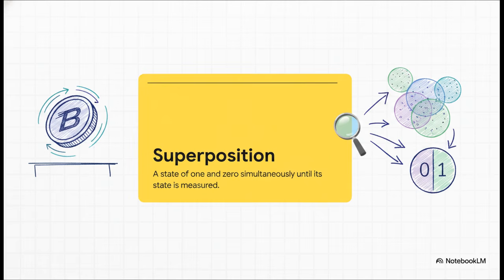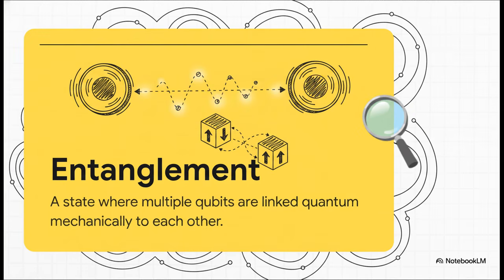Just like our spinning coin finally landing flat on a table, forcing it to definitively be heads or tails, the qubit's final state isn't locked in until that measurement happens. This wild ability to process multiple possibilities at the exact same time is exactly what gives quantum computers their unimaginable speed. Now, imagine having 2 of those spinning coins.